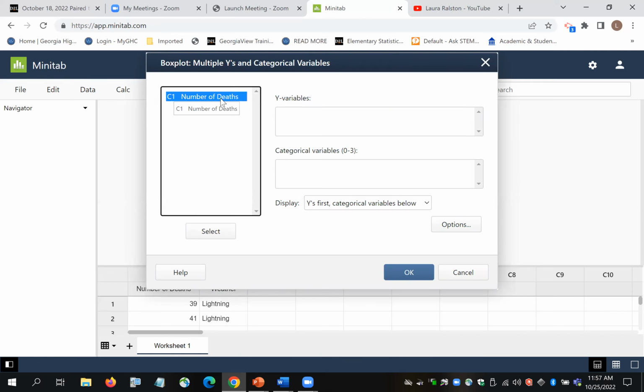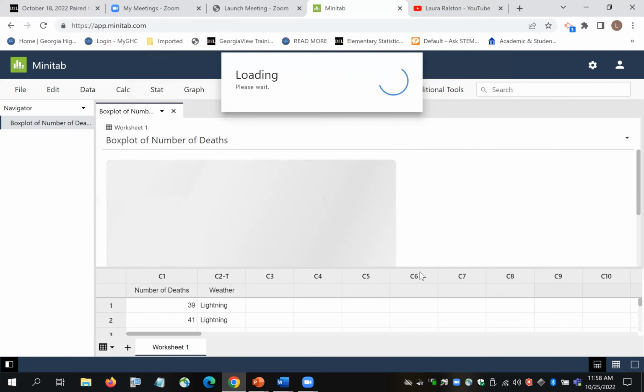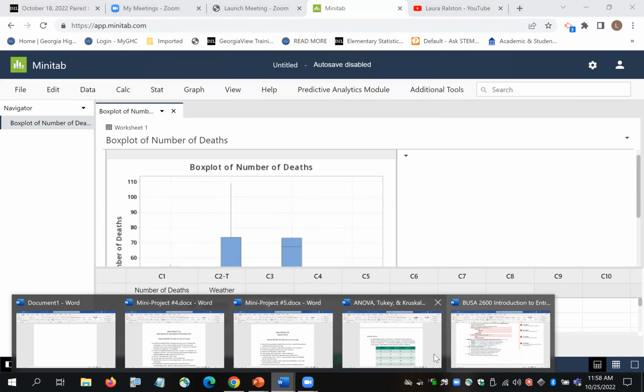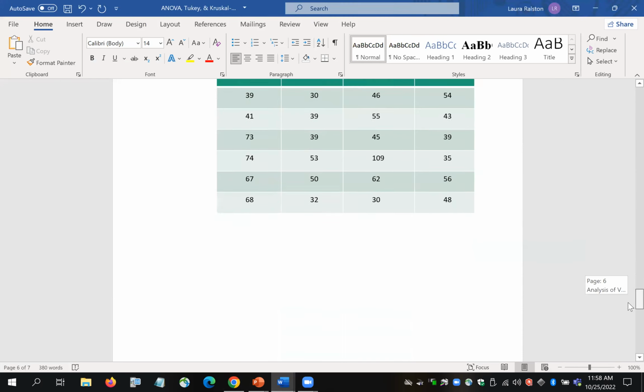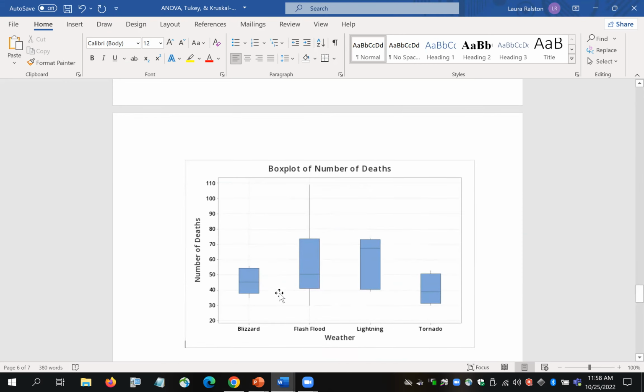So my Y variable is the number of deaths. My categorical values, which are the words, I'll just leave that way. Options. Okay, that's okay. So I choose the number of deaths, which is my Y. I'm sorting by the weather events, and I'm going to click OK. And what I get, let me copy this so you can see it. What we get is this box plot. The first one shows the blizzard.